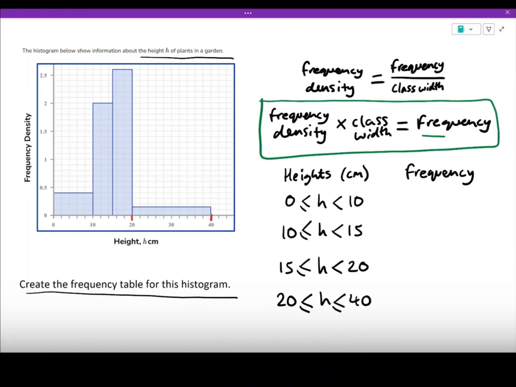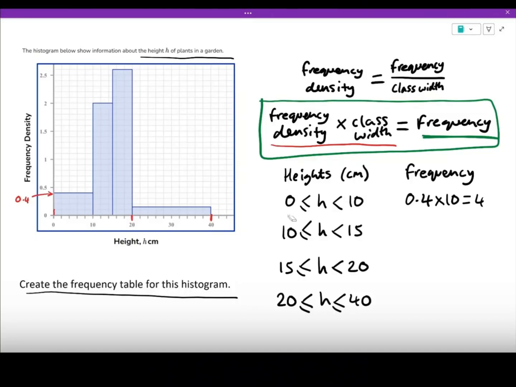The idea is that the frequency is equal to the frequency density times the class width. So for each bar, we're going to have to do the frequency density times the class width. So let's consider my first bar, again, the height of it. So the height of it would be 0.4, which is my frequency density, because each box on the y-axis represents 0.1. So I'm going to take that 0.4, and I'm going to multiply by the class width, so the difference between 0 and 10, which is 10, and that gives me my frequency, which is 4.